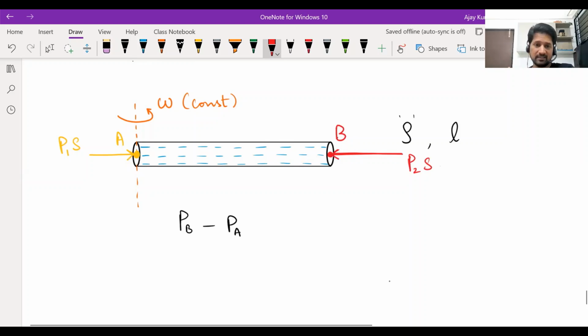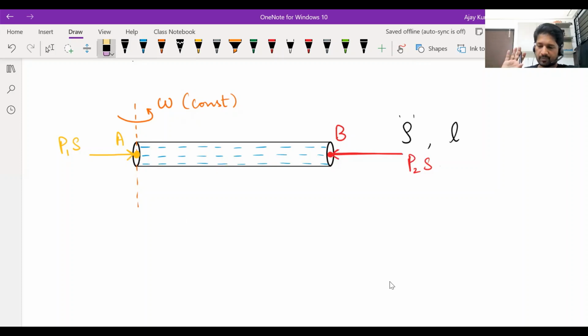Now, this cylinder, or the liquid inside it, is rotating. If it is rotating, it must be accelerated. Net force is equal to mass into acceleration, which will give us the pressure difference that we are looking for, PB minus PA.